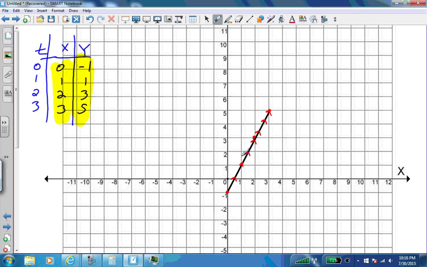So we could figure out how far it went. We could also figure out in which direction it went. It went from here to here, not here to here. So that would be the path described by that parametric equation over the time interval from 0 to 3.